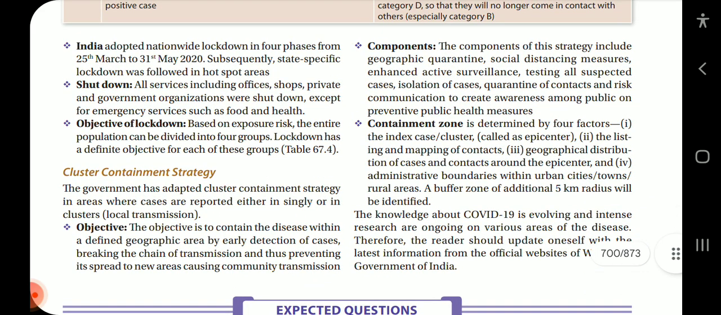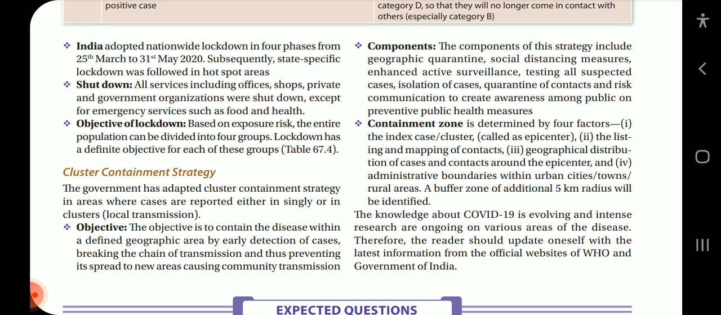Now, lastly, is the cluster containment strategy. The government has adopted the cluster containment strategy in areas where cases are reported either singly or in clusters, with local transmission. The objective is to contain the disease within a defined geographic area by early detection of cases, breaking the chain of transmission, and thus preventing spread to new areas causing community transmission. Components of the strategy include geographic quarantine, social distancing measures, enhanced active surveillance, testing all suspected cases, isolation of cases, quarantine of contacts, and risk communication to create awareness among the public on preventive public health measures.